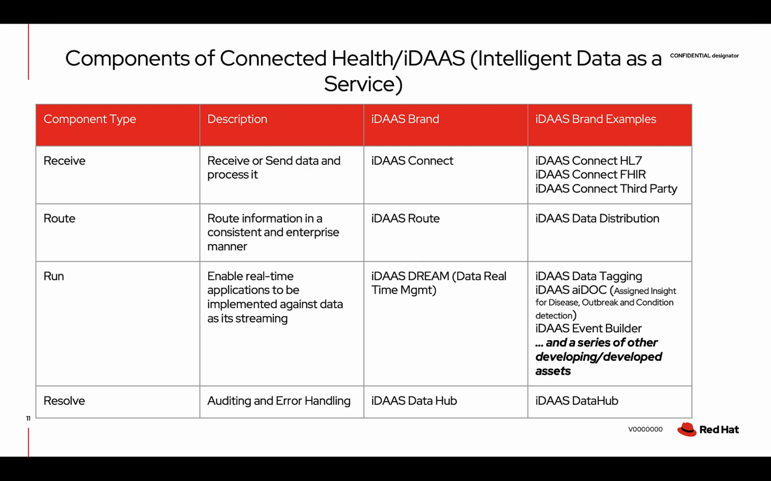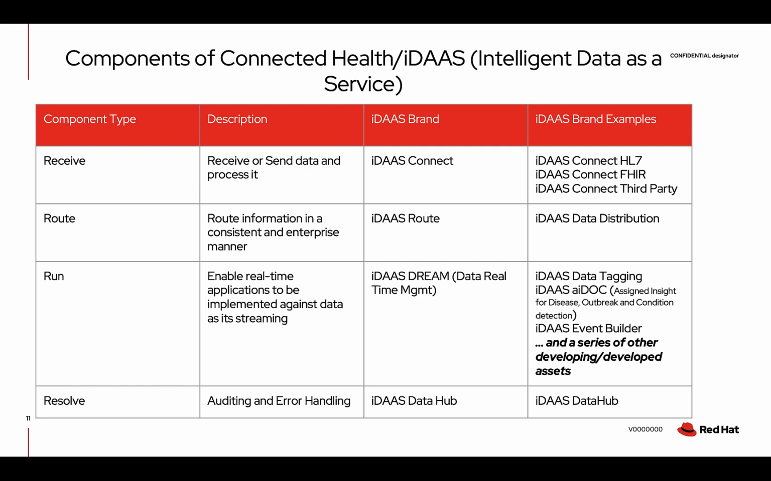And once you receive data, the goal is then how would you route that information? That information is incredibly important, and since data is the asset, routing information needs to be consistent and enterprise enabled. Through that, we have our IDaaS route component, and the brand specifically is IDaaS data distribution. The goal there is that data can be distributed as needed to any organization, by application, by facility, by organization, by data type. However data needs to be sliced, that's what the routing piece is for.